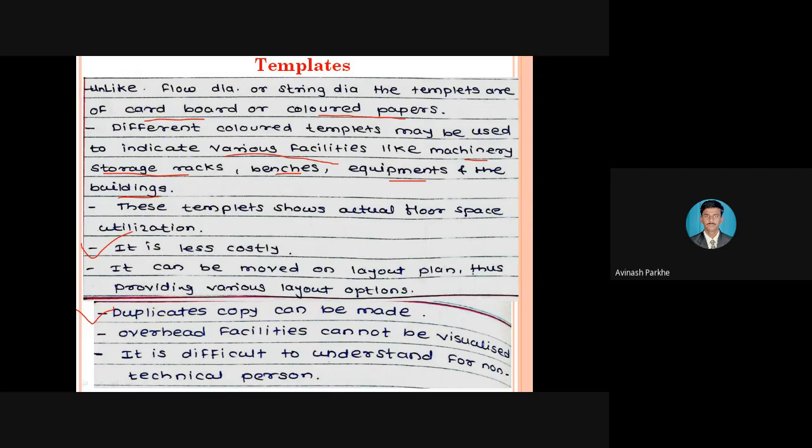So for the non-skilled operators, or those who are operating the machines, it is very difficult to understand those templates, because they don't have any idea what this yellow color indicates, what this blue color indicates, this white color, this black color, this pink color, because they don't have any idea about the importance of each and every color. Therefore, such types of templates or colored papers, this recording technique, is very difficult to understand for a non-technical person.